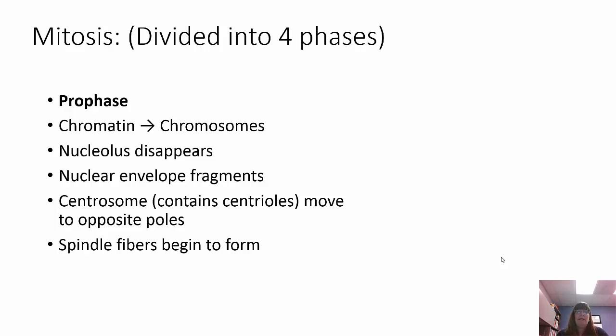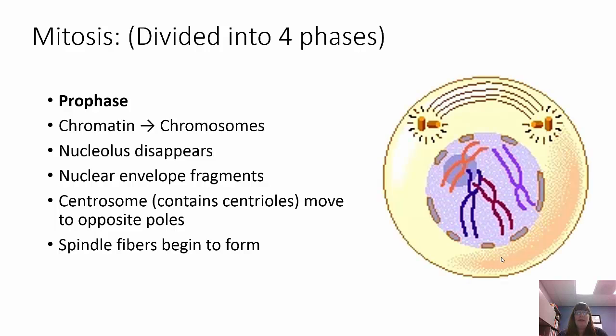Prophase is the first phase of mitosis. The chromatin condenses into chromosomes. The nucleolus disappears. The nuclear envelope starts to fragment. The centrosome moves to opposite poles, and spindle fibers begin to form. So in this phase, you can actually see the chromosomes inside the nucleus.